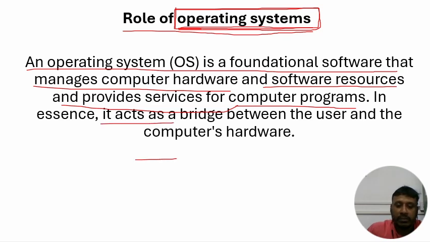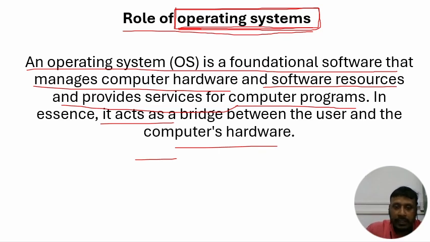Now, if we focus on the main functions of an operating system, first of all, process management. What is the function of process management? Process management first of all handles creation, scheduling and termination of processes, which are the running programs. Another function is that it allocates CPU time to processes. It also ensures synchronization and communication between different processes, because a computer may work on different programs at a time.